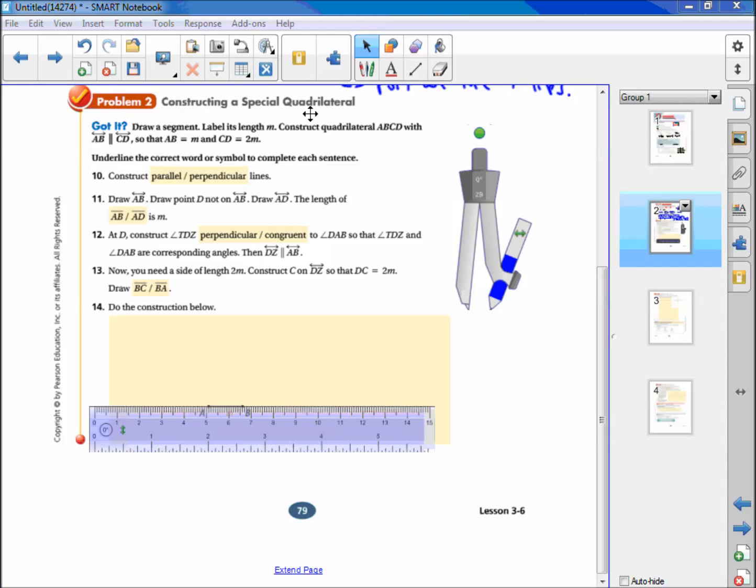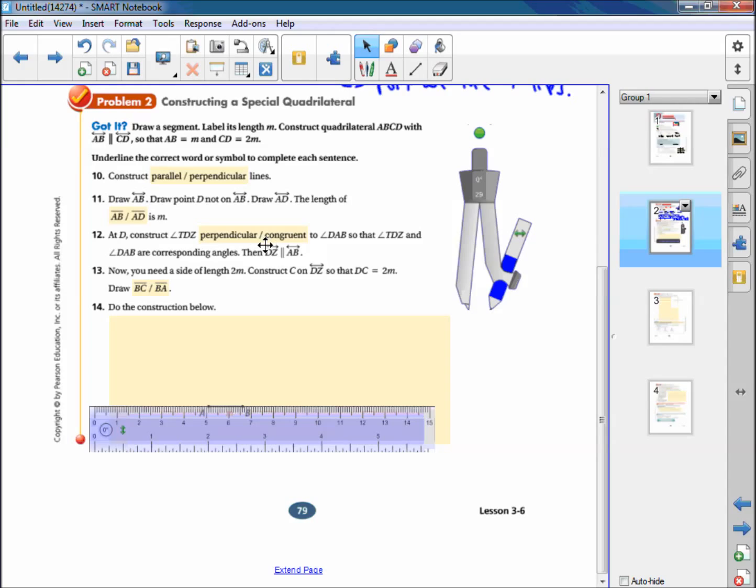So number 2 says constructing a special quadrilateral. So quadrilateral is a 4-sided figure, and it's going to be special because it's going to tell us how to do it, what they want the parts to be like. All right. So got it here. We're going to draw a segment, label its length M, and then we're going to construct a quadrilateral ABCD with AB parallel to CD, so that AB is equal to M's measure, and that CD is equal to 2 of M's measure. So we want 2 parallel segments, one that's M long and one that's 2M long.